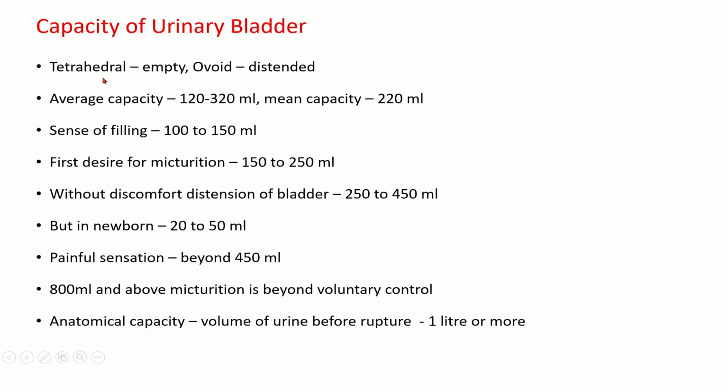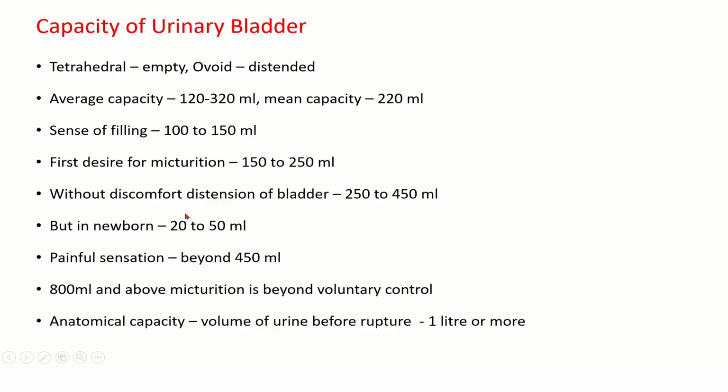So when the bladder is empty, it is tetrahedral in shape. When it is distended, it is ovoid. Average capacity is 120 to 320 ml. Mean capacity is 220 ml. The sense of filling is felt when there is 100 to 150 ml of urine within the bladder cavity. First desire for micturition appears between 150 to 250 ml of urine.